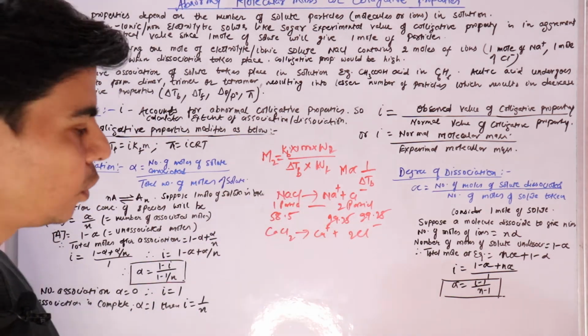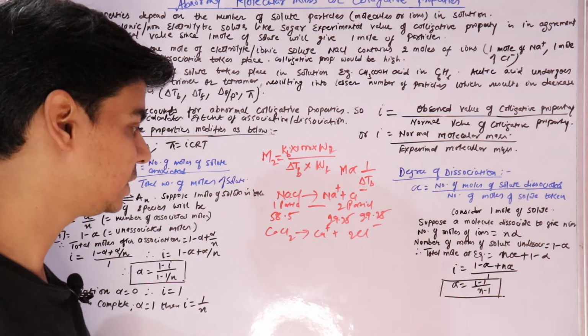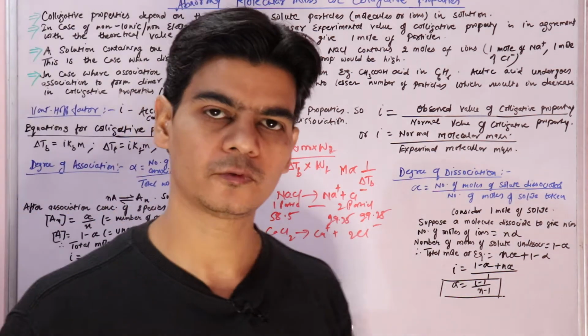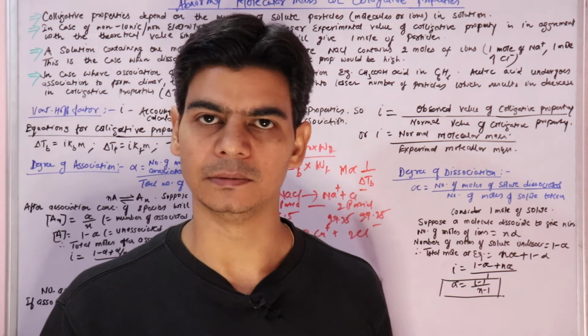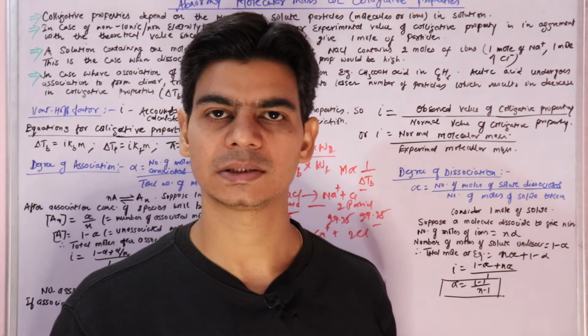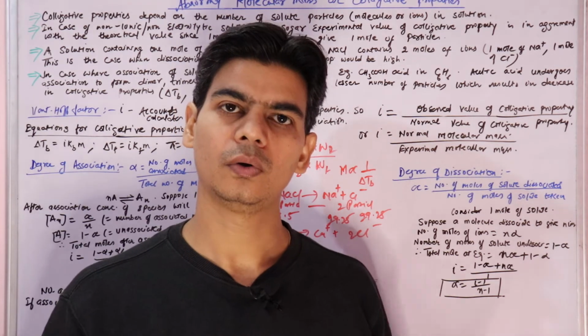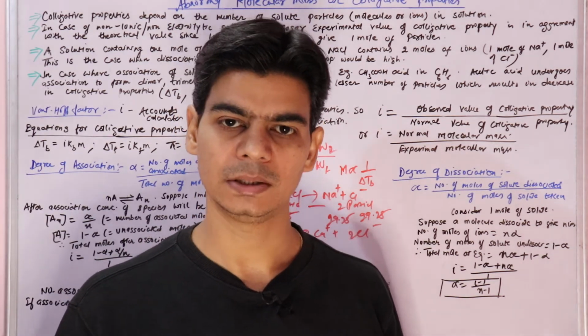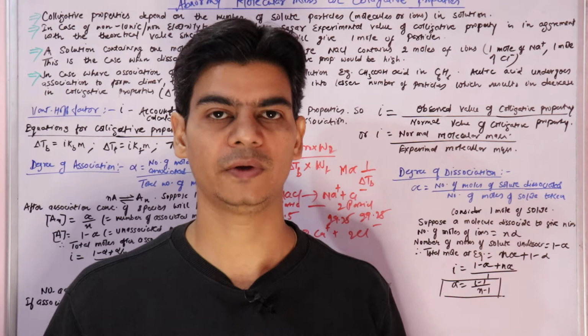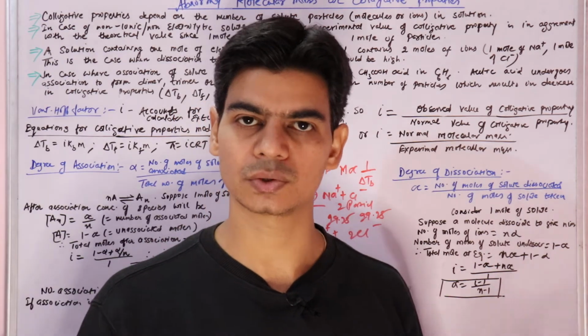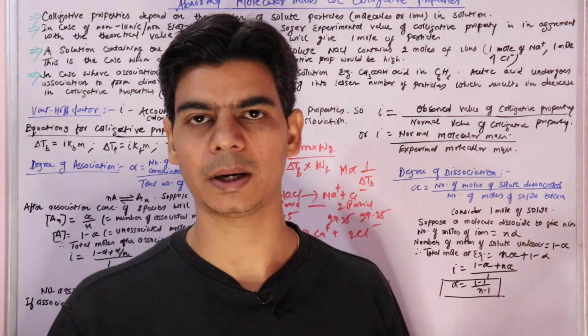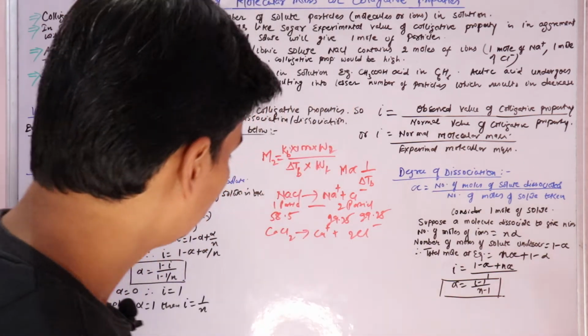Now let's take another example. Here the solute underwent dissociation. Now let's take another example of acetic acid in benzene. When we add acetic acid in benzene, acetic acid will undergo association, right? The different molecules of acetic acid will unite or associate to form a bigger particle, a bigger molecule, right?